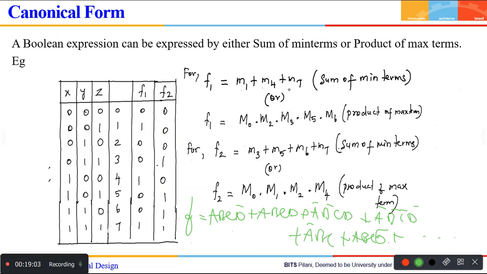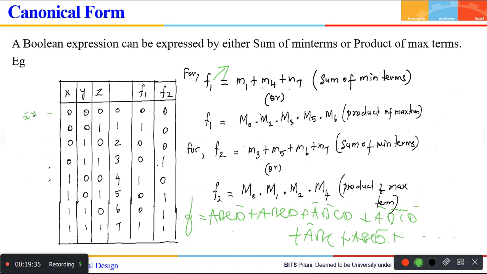Right. Now see here, I have an equation which is given as m1, m4, m7. Assume 3 variables. Can you tell me what this is exactly? Of course, it is sum of products only, right? There's no doubt about it. But tell me, what is the actual equation? What is m1?